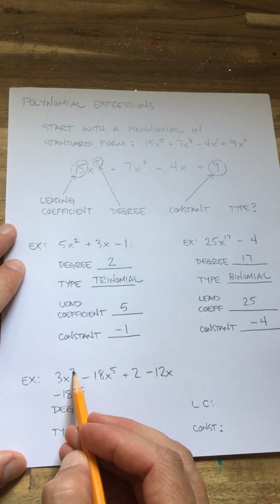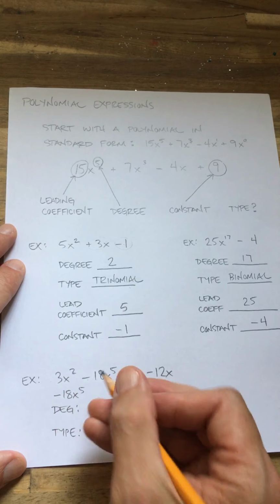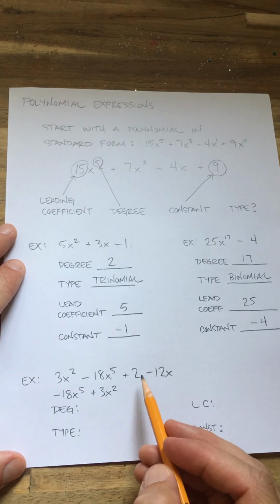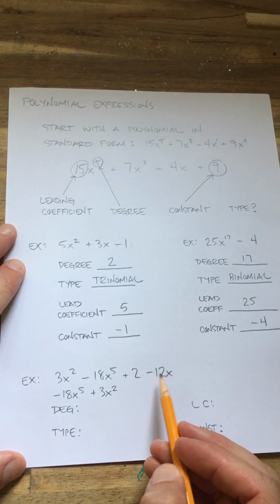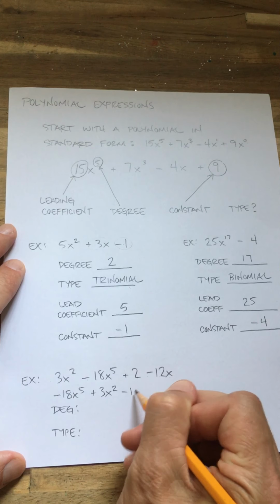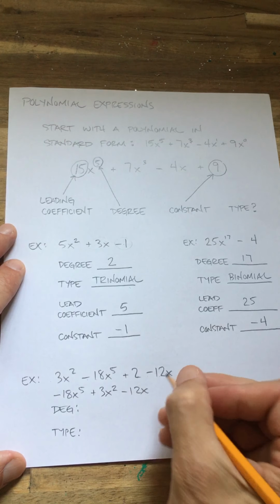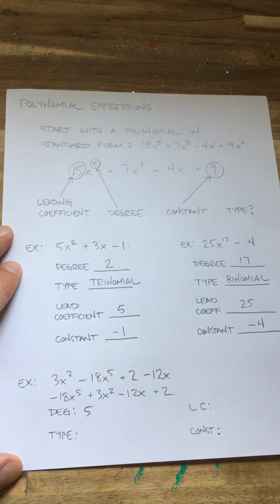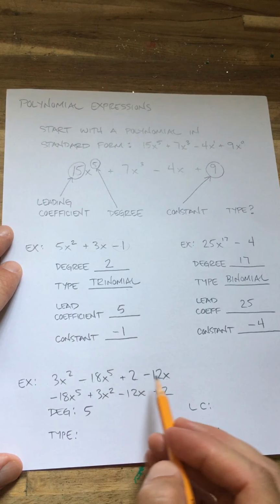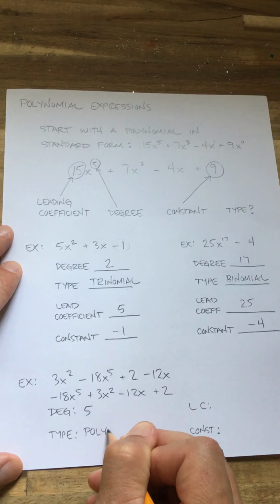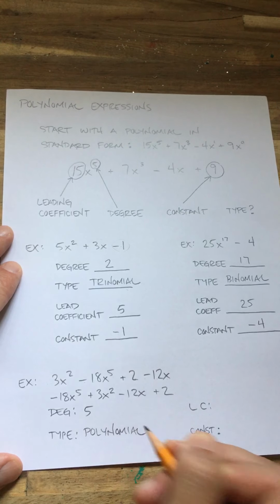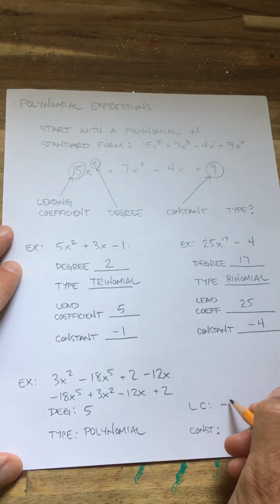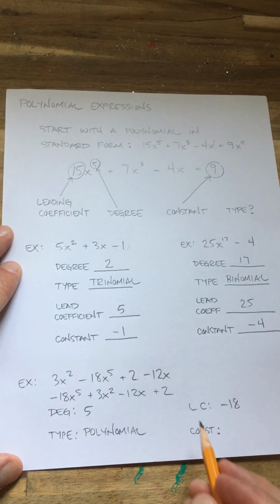That's this guy, this squared. So it's going to be a positive 3x squared. So plus 3x squared. Then we look for the next highest. Well, that doesn't have an x. This does. So it's minus 12x. Minus 12x. And then finally we have the plus 2. And now you can see that the degree is 5. The type is 1, 2, 3, 4 terms. That's polynomial. The leading coefficient is negative 18. And the constant term is 2.